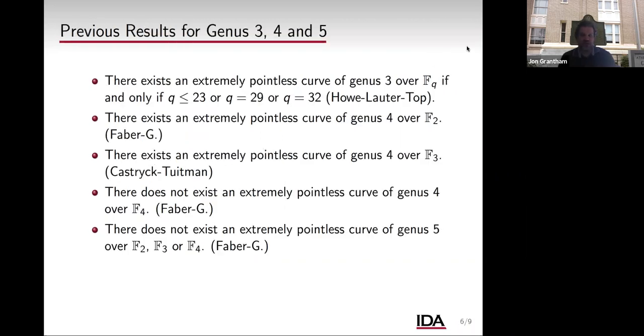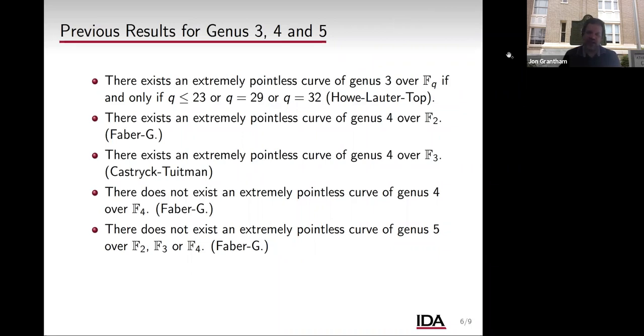So what was known before we started tackling this part of it? Howe, Lauder, and Top, in their paper about pointless curves, basically a genus 3 curve that has the gonality, it's going to be a non-hyperelliptic curve. And so they did what is essentially a classification of that.